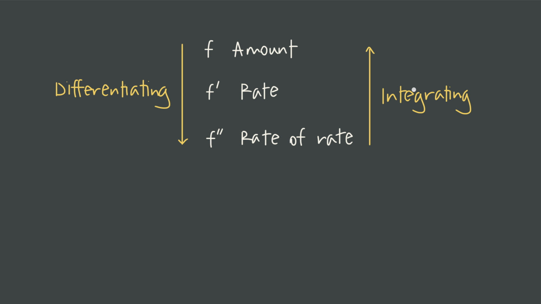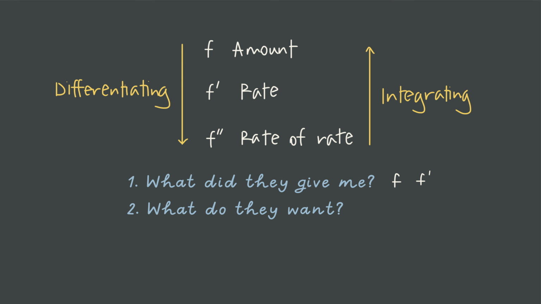Every time we see a graph or a table question on the AP exam, we're going to ask ourselves four things. What did they give me? So am I looking at f? Am I looking at f prime? Or is this a table of values? Second, what do they want? Do they want information about f prime, maybe about an integral?